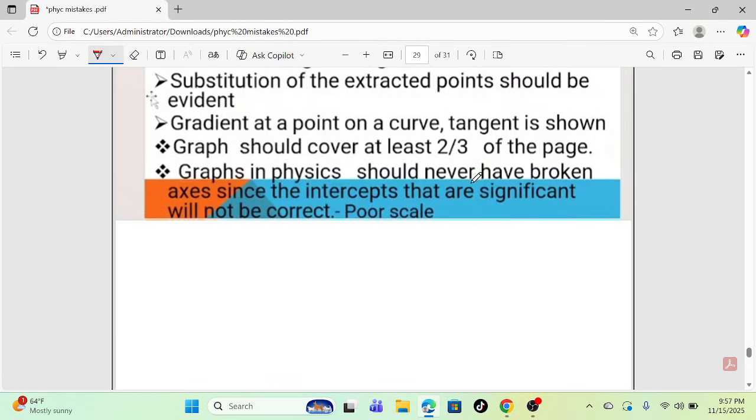Also, the graph should cover at least two-thirds of the page. Very important, two-thirds of the page, or if you say three quarters, that is fine. A graph in physics should never have a broken axis since the intercepts are significant. The broken axis I told you is the one of mathematics, you should never have that.